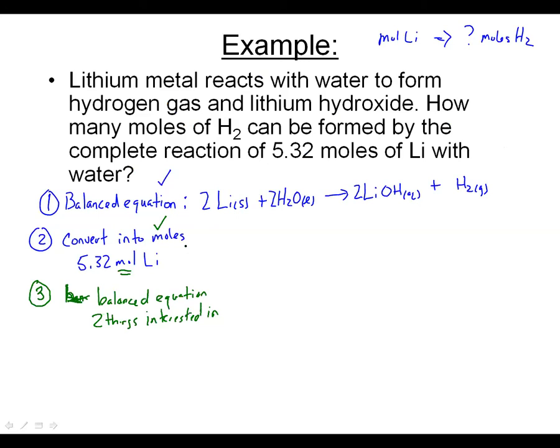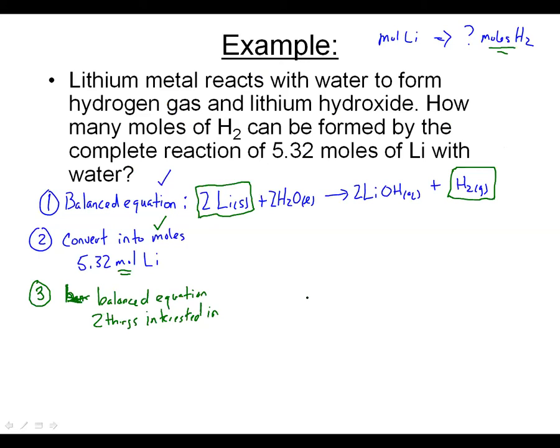One thing that you're always going to be interested in is essentially what they gave you. So obviously we're interested in the lithium. The other thing that we're interested in is what we're trying to find, which is the hydrogen gas. So we'd be interested in that. And this is where we could do our stoichiometry.